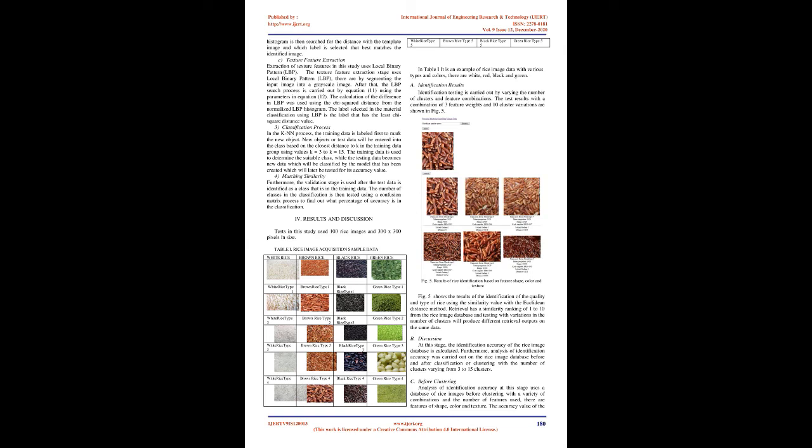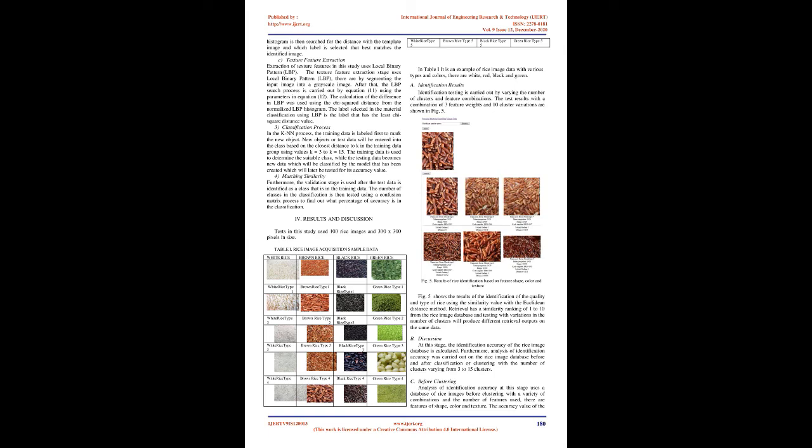C. Texture feature extraction. Extraction of texture features in the study uses Local Binary Pattern, LBP. The texture feature extraction stage uses Local Binary Pattern, LBP, by converting the input image into a grayscale image. After that, the LBP search process is carried out by equation 11, using the parameters in equation 12.